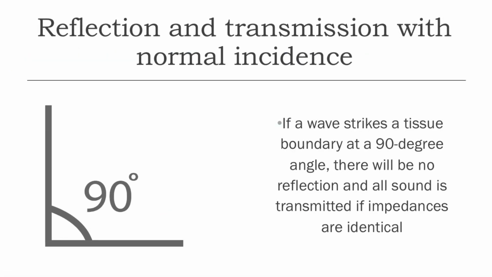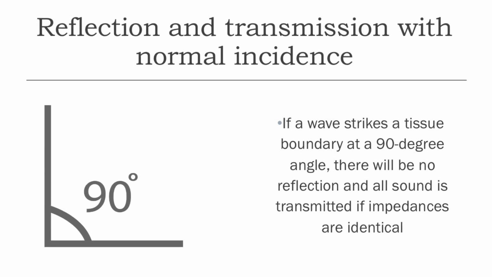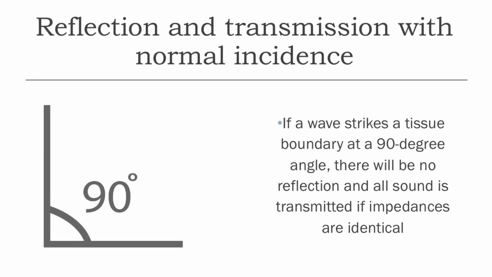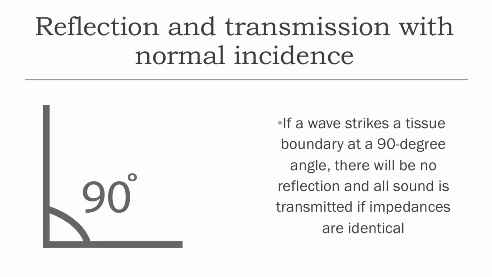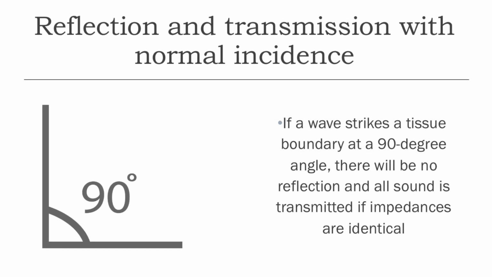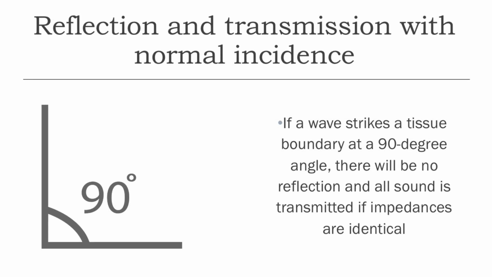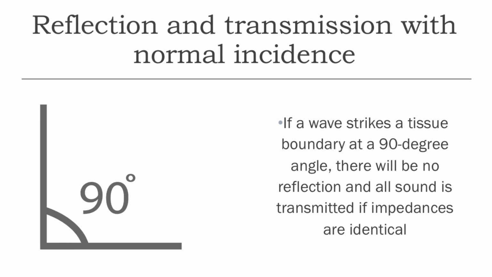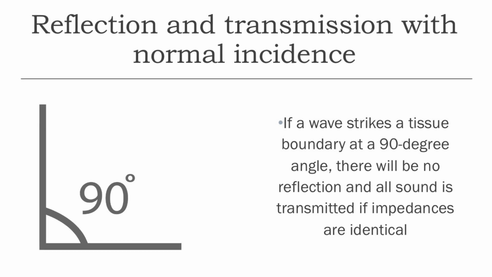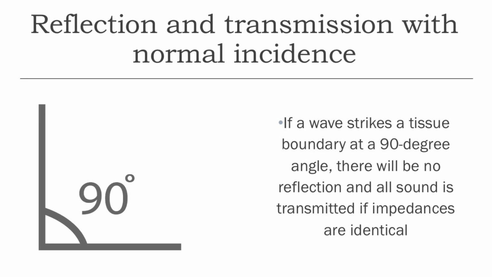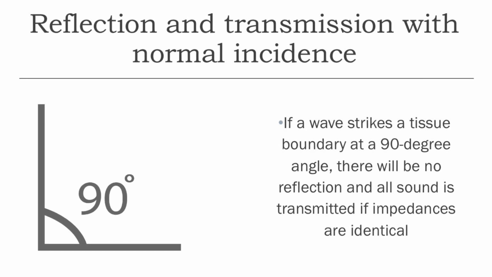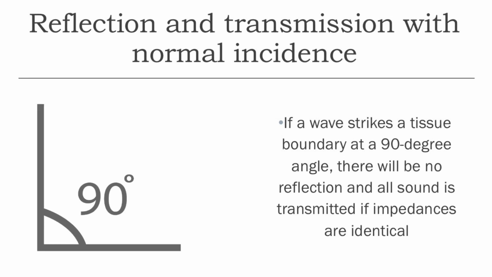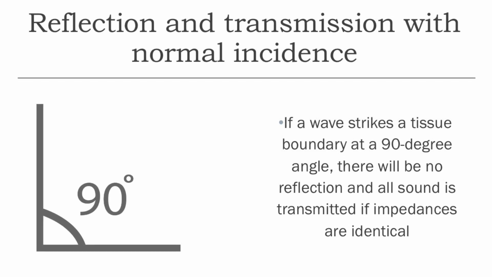Reflection and transmission occurs differently with each type of incidence. As mentioned before, normal incidence occurs when a sound beam strikes a tissue boundary at an exact 90-degree angle. When normal incidence takes place, reflection can only happen if the media on either side of the boundary have a different impedance. This difference in impedance in the tissue dictates what percentage of the incident beam is reflected.